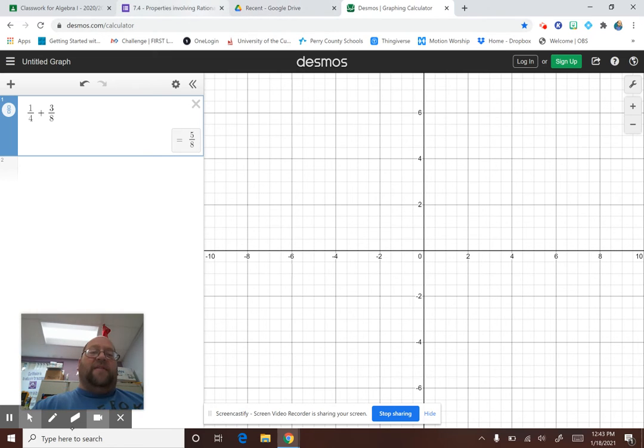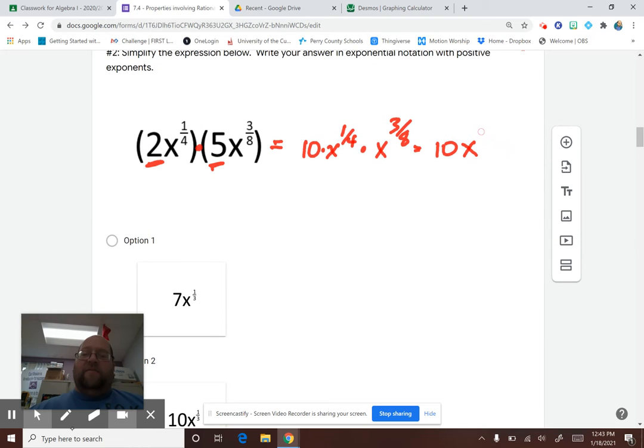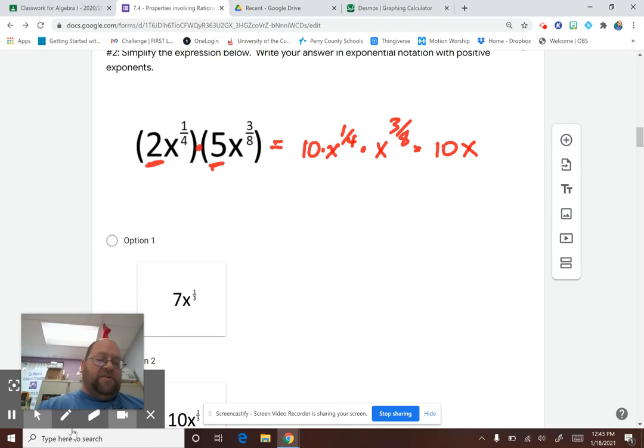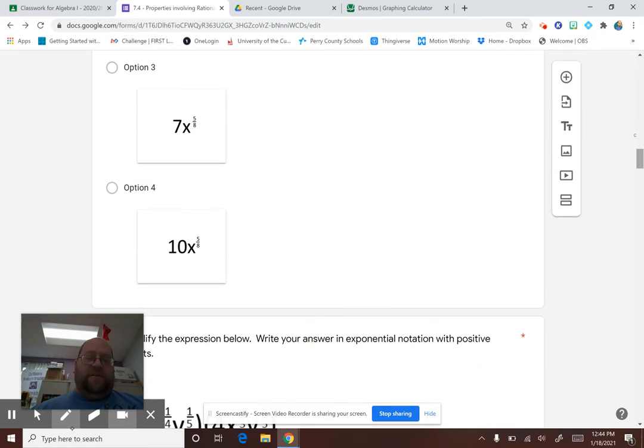So I know then that my answer here needs to be 5/8. All right, I've lost my pencil somehow. We'll get that back. So now I have 10x to the 5/8, okay? And again, that should be an answer that's here as well.